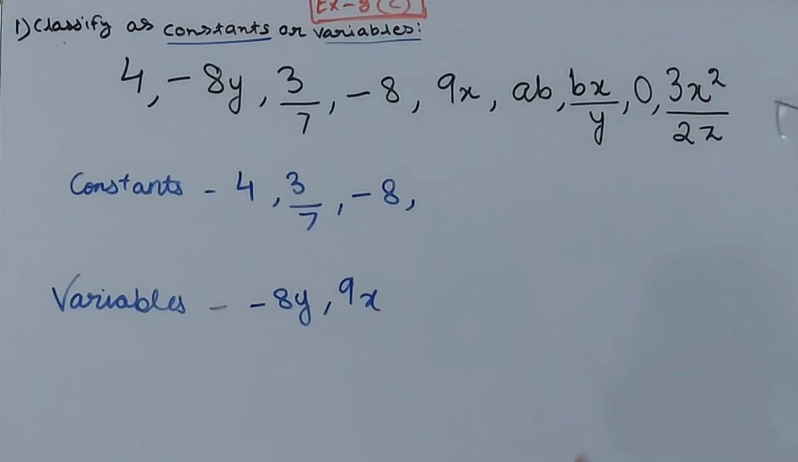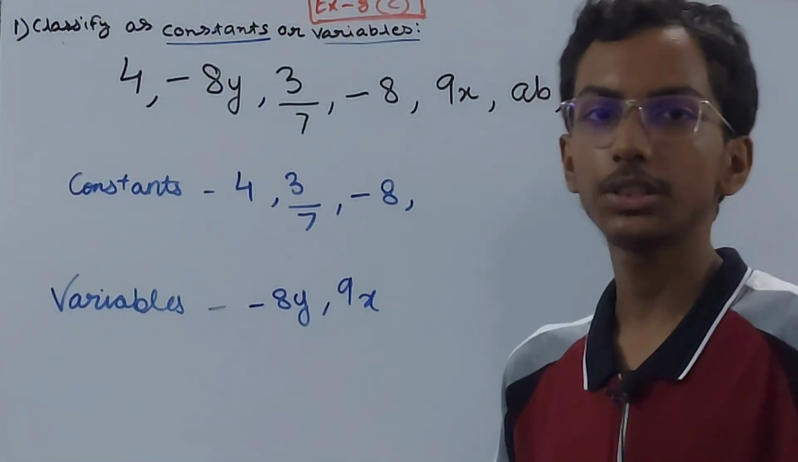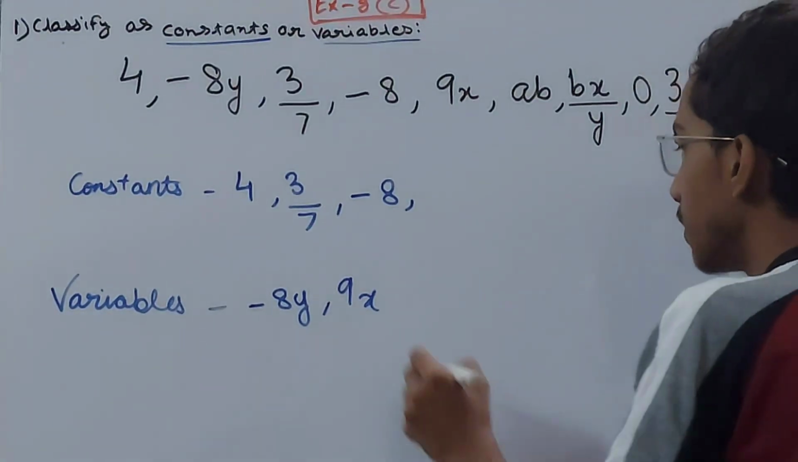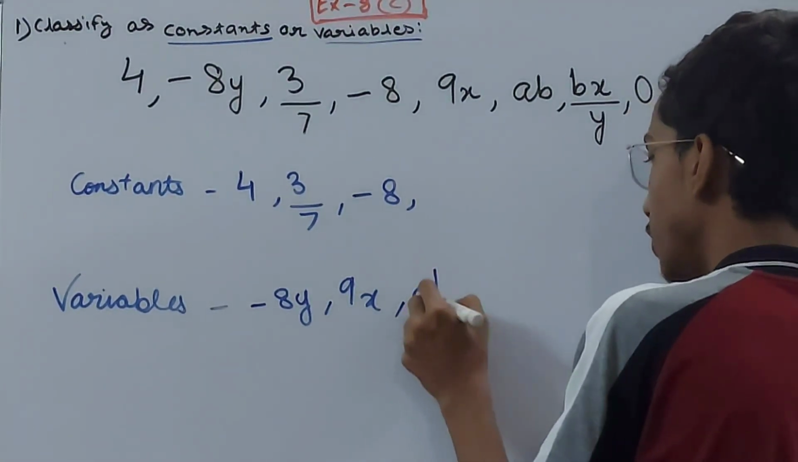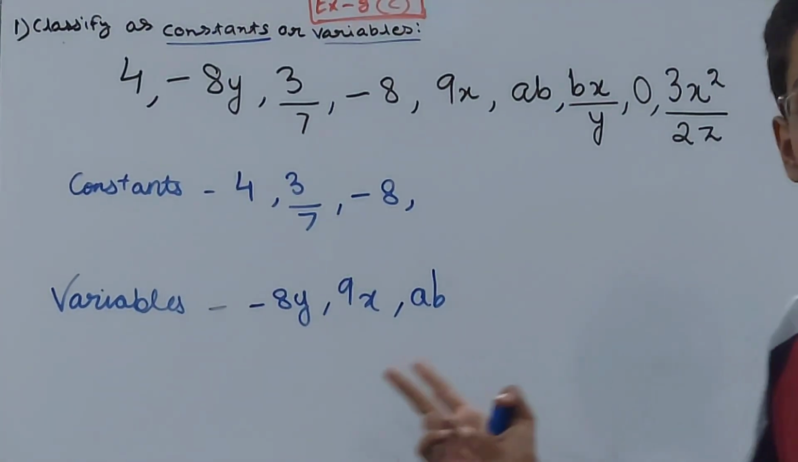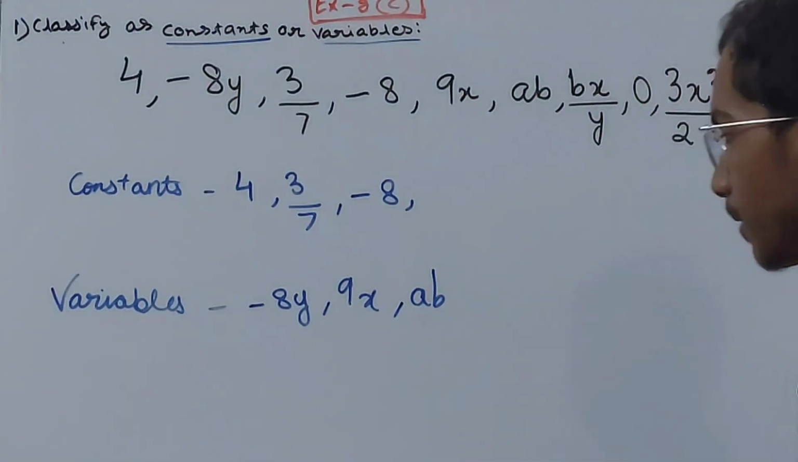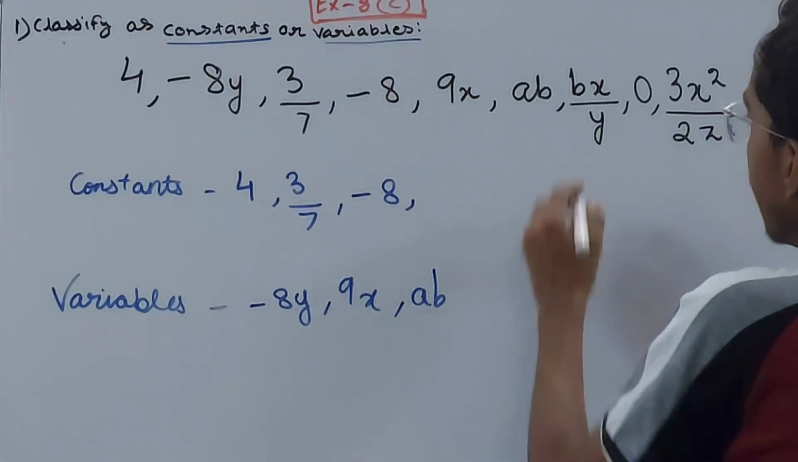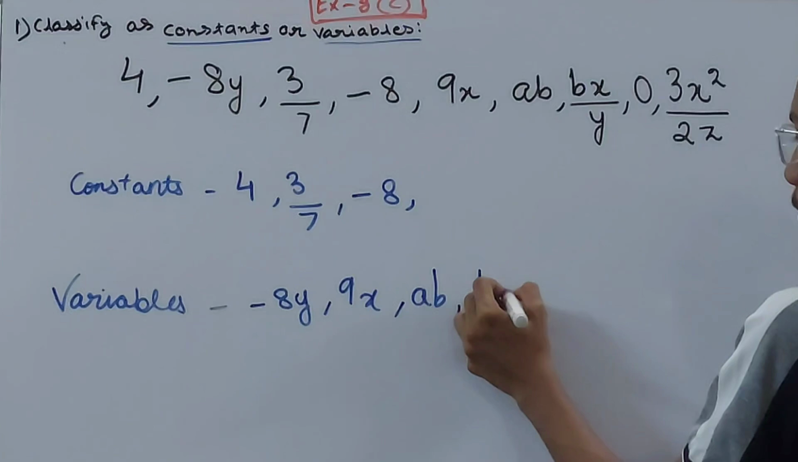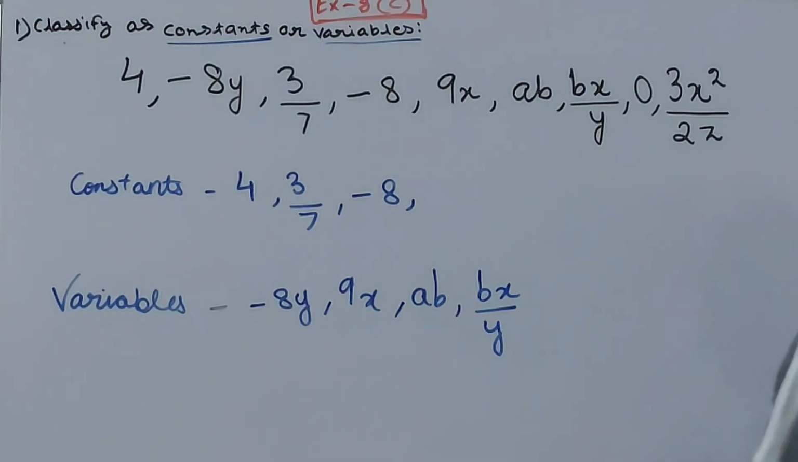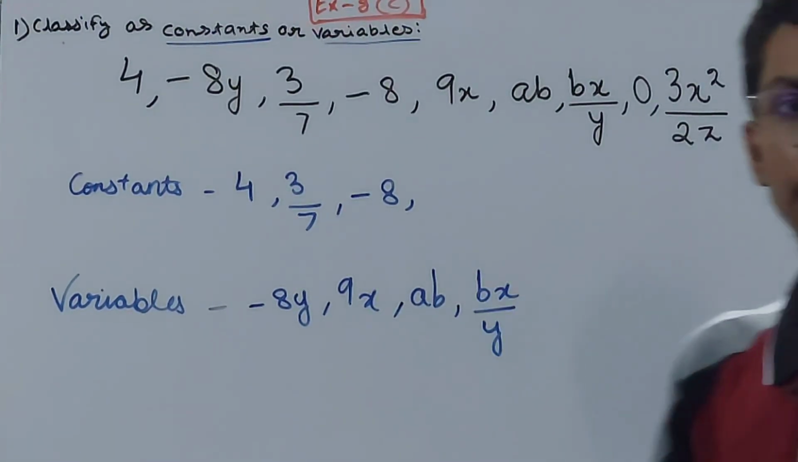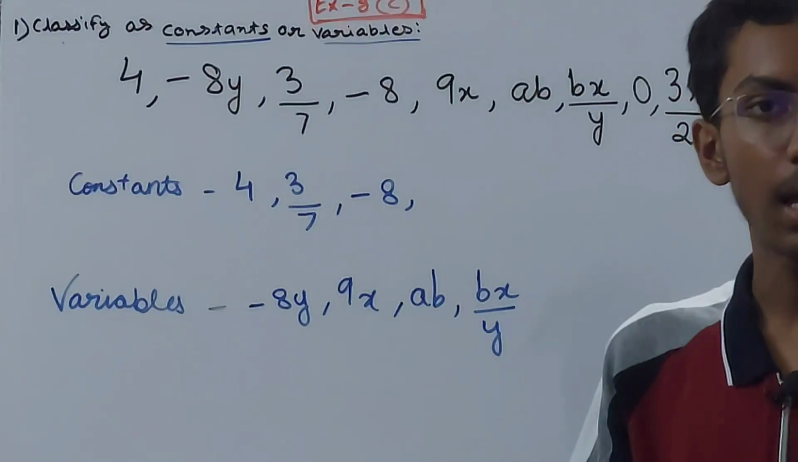Here AB, you don't have to think much, all of these are just alphabets, so they will go in the variable category. A can take any value, B can take any value, so the value they get after multiplying will be different as well, so that is why it's a variable. Similarly bxy is also a variable. Why? Again all of them are alphabets, you can assign any value to b, x and y.